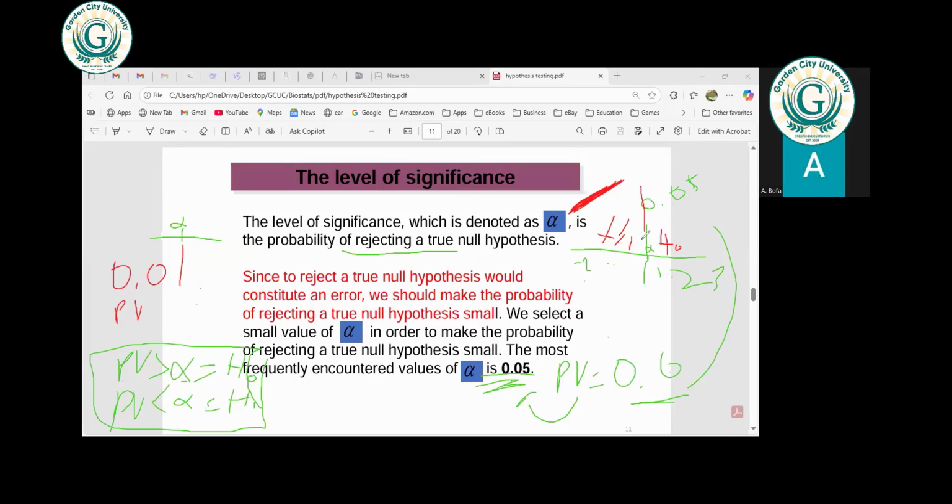And whenever the value is greater than the alpha level, it means that you are on the right-hand side. And what do you have there? H0. So it means that this time around you are accepting H0.